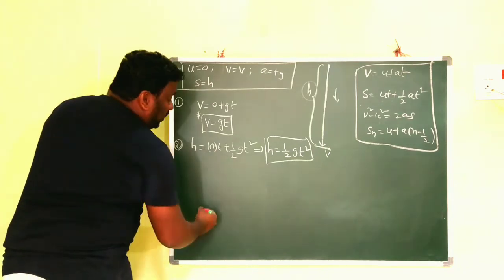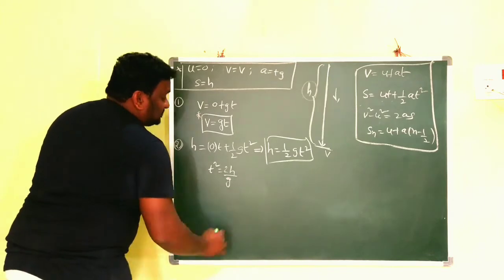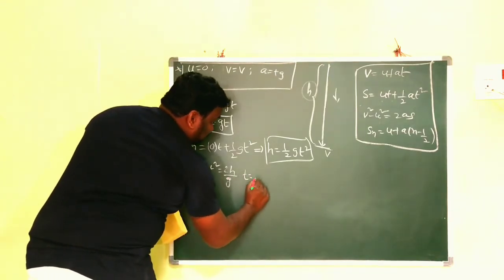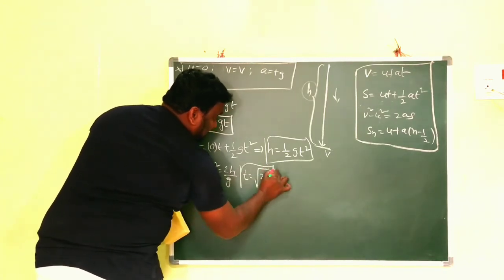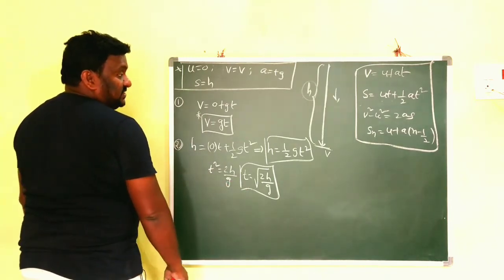From that equation, children, t square is equal to 2h by g, and t is equal to under root of 2h by g. So this is the time to reach the ground. t is equal to under root of 2h by g.